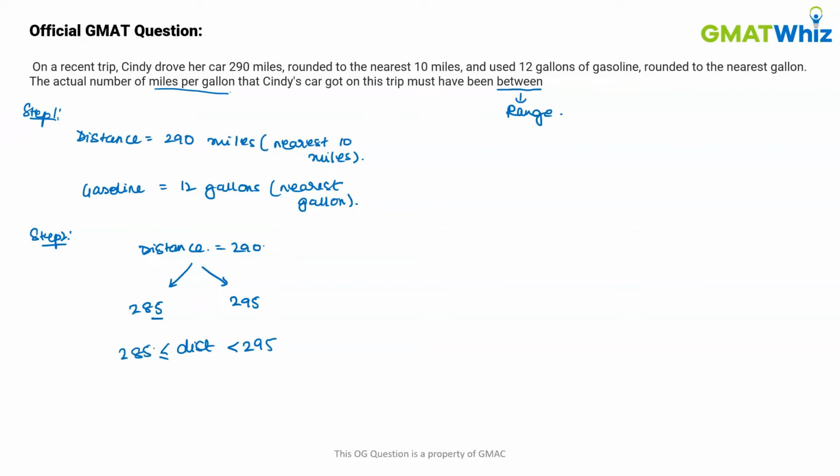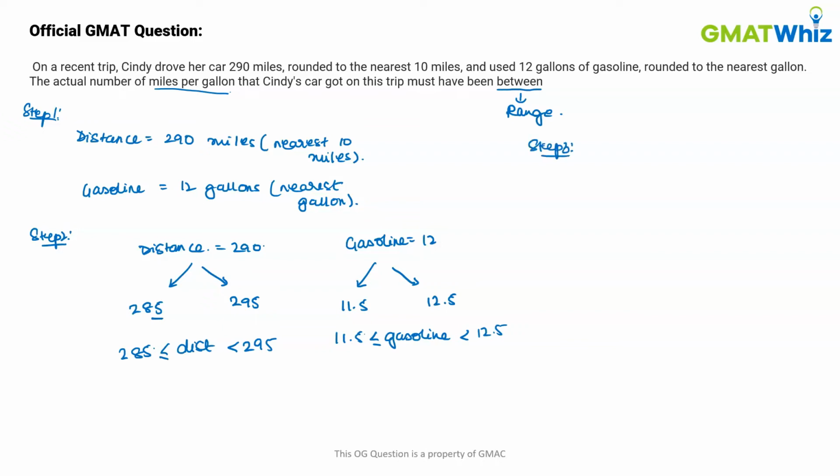Similarly, let's find a range for gasoline as well. So gasoline is given to be 12 gallons. So we'll find a lower range, which should be 11.5, such that rounding off to the nearest integer would give you 12, or this would be 12.5. We are not including the 12.5. So the range for gasoline is less than 12.5 but greater than or equal to 11.5. Now that we have the range, let's try to find the actual number of miles per gallon and the range for that.